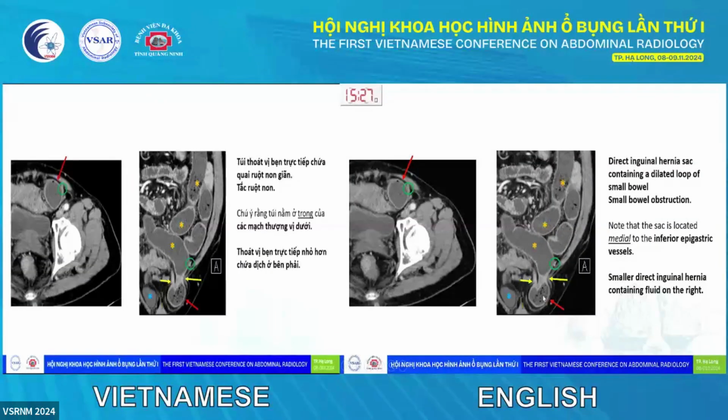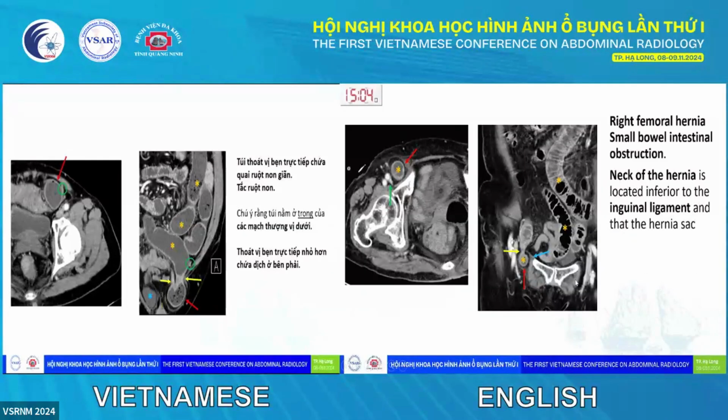So this is an example of a patient who presented with small bowel obstruction due to a left inguinal hernia. You can see that the hernia sac is located in the inguinal region. It is also medial to the inferior epigastric vessels, which would indicate that this is probably a direct type of inguinal hernia. Also notice that on the right side, there's another smaller hernia that contains fluid.